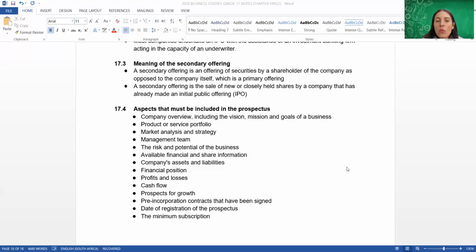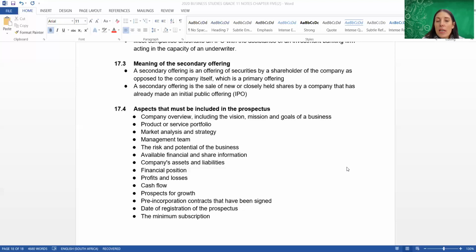Any pre-incorporation contracts that have been signed. So that could be that you've already made some agreement or signed some contracts with clients or suppliers for that matter, and it's then very important to disclose this in your prospectus as well.